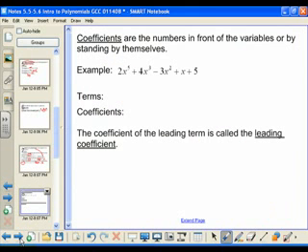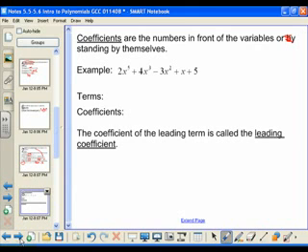So let's talk about coefficients. We've been talking basically about the variables and their powers. Let's talk about the number. The number is the coefficient. The coefficients are the number in front of the variables or standing by themselves. An example here.